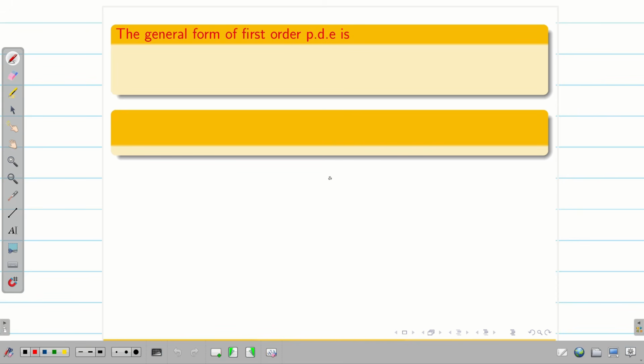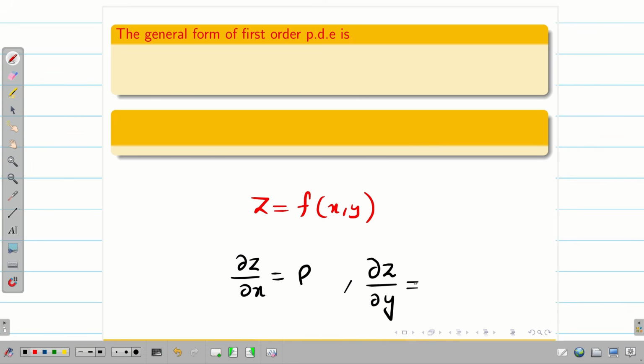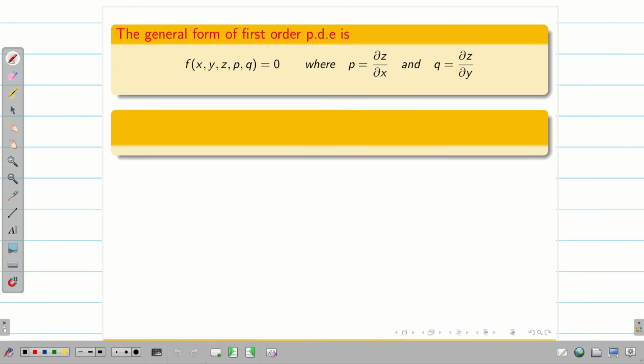In the previous sessions, the equation was given and we had to form the PDE. Now, the PDE is given, and we have to find the solutions for the PDE. So, we are considering first order PDE, that is, we take z as a function of x and y. If we differentiate z partially with respect to x, we take it as p, and when we differentiate z partially with respect to y, we take it as q. So the general form of the first order PDE is f of x, y, z, p and q. Now we are going to find the solutions for this first order PDE.